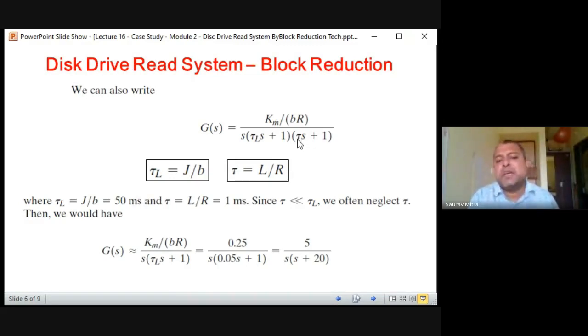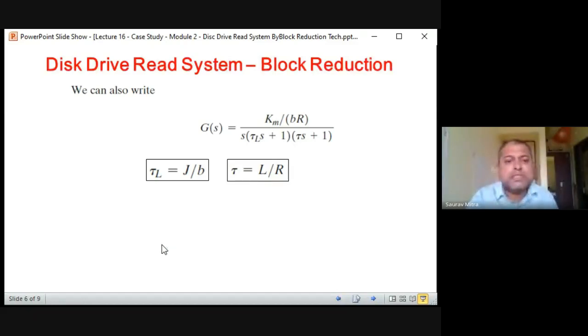So tau S is very small, that means tau into S is very small, that means only the one will prevail here. So the third order system has now become a second order system. Whenever there is a second order system, it will be less complex. As the order of the system increases, the system becomes more and more complex.